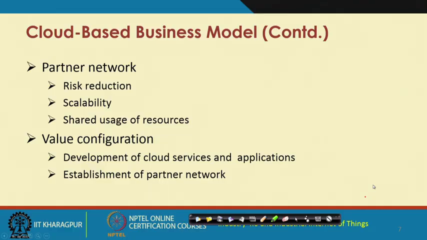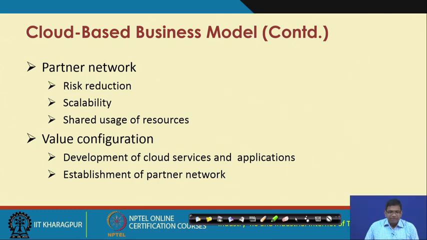So, then we have in the cloud based service models different aspects. For example, the partner network. This is very important. The partner network should be considered in such a way that the model is scalable, it reduces the risks, and the different resources are shared across the different stakeholders properly, stakeholders including the different partners. So, the different resources have to be shared across the different partners.